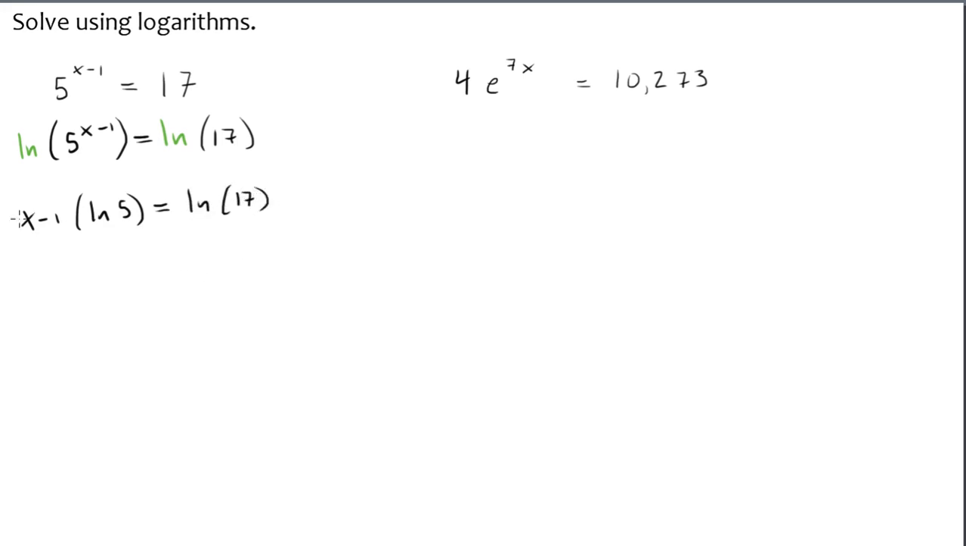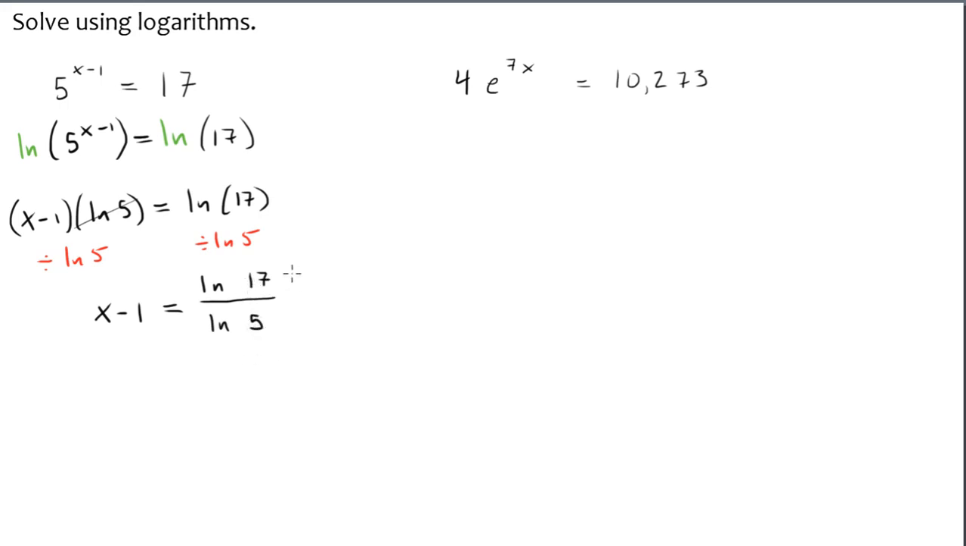So we're going to divide both sides by the natural log of 5. On the left hand side this is going to reduce and we'll be left with just x minus 1. On the right hand side it will be the natural log of 17 divided by the natural log of 5. I don't like how those parentheses look. I'm going to get rid of them. I'm just going to write ln 17 over ln 5.